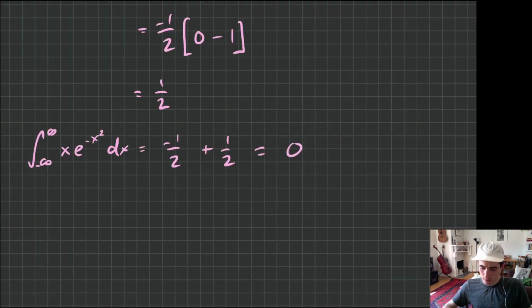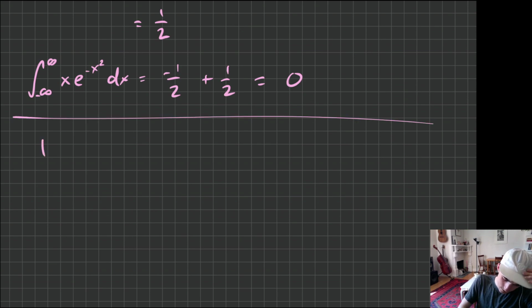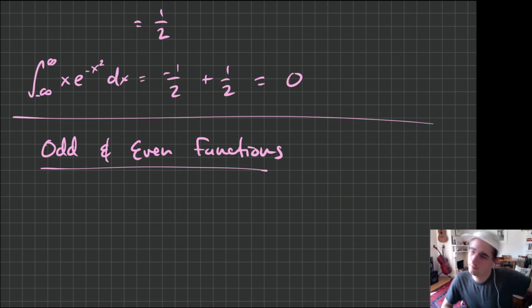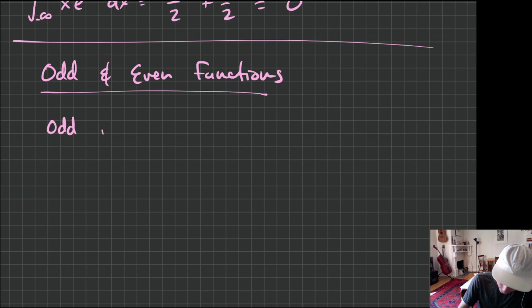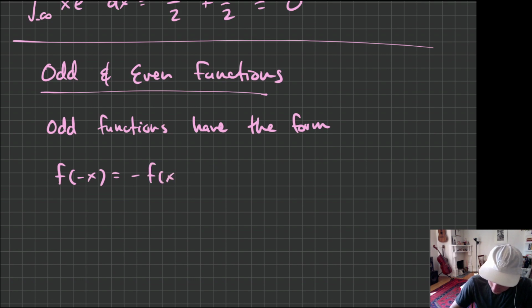So let's quickly talk about odd and even functions. An odd function has the form f of negative x is equal to negative f of x.